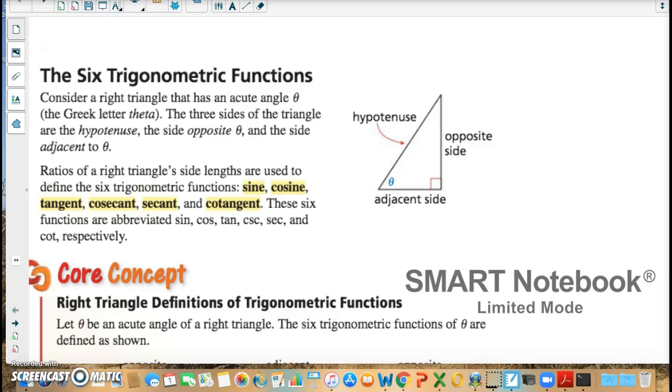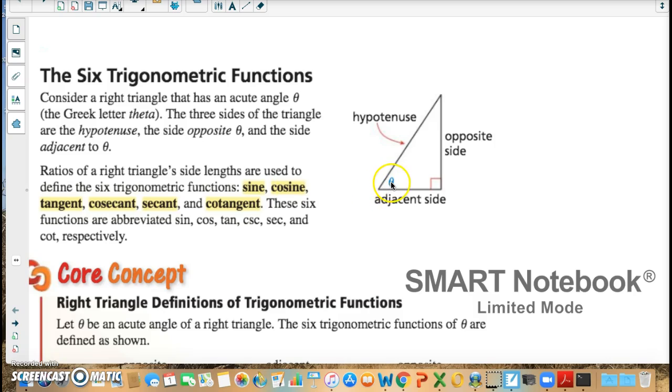Good morning. Today we're going to learn about the trigonometry of a right triangle. This is actually a review. You learned about this before. You studied this last year in geometry. Okay, so we're going to start with a right triangle and notice how it's labeled.